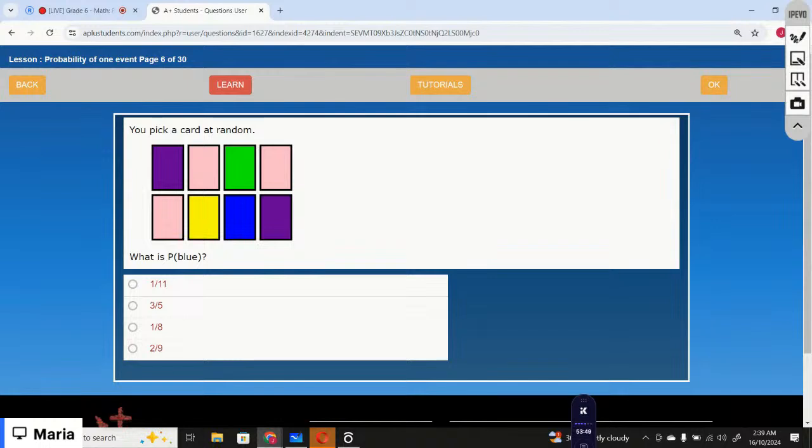You pick a card at random. What is the probability of blue? Which is the correct option? That is 1 out of 8.